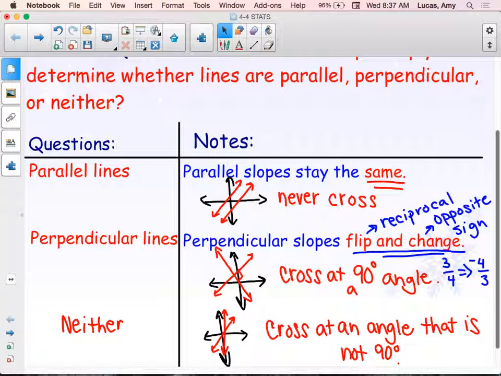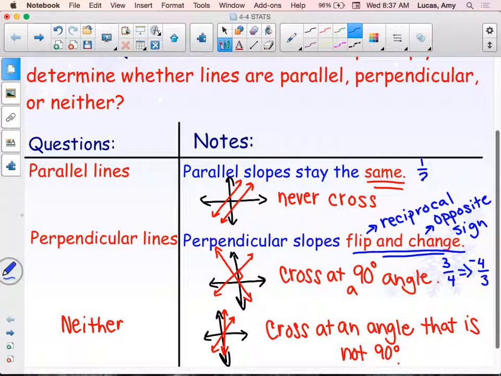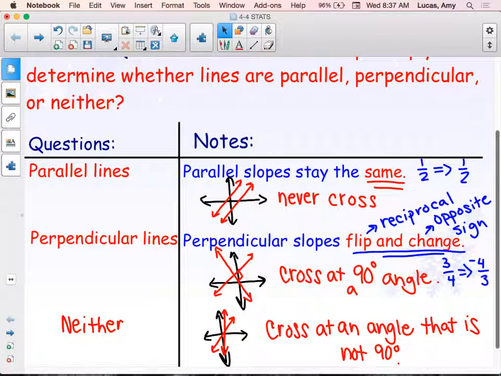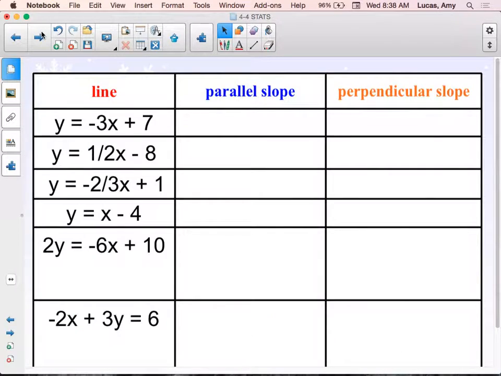So anything else. So parallel slopes are the same. So it'll be like 1/2 and 1/2. The slopes are exactly the same. Perpendicular flips and changes. Anything else when you're comparing your slopes is going to mean that it's neither, that they're just intersecting lines. So parallel slopes stay the same, perpendicular flip and change, anything else neither.